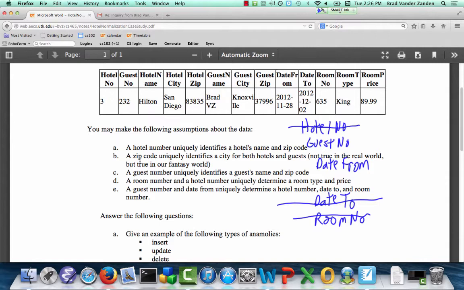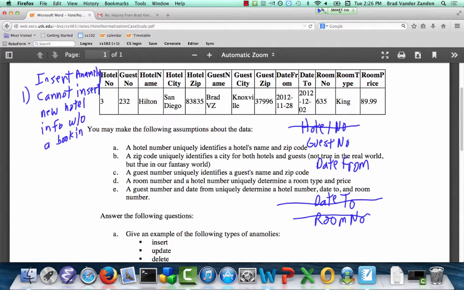So the first kind of anomaly is an insert anomaly: I cannot insert new hotel info without a booking.